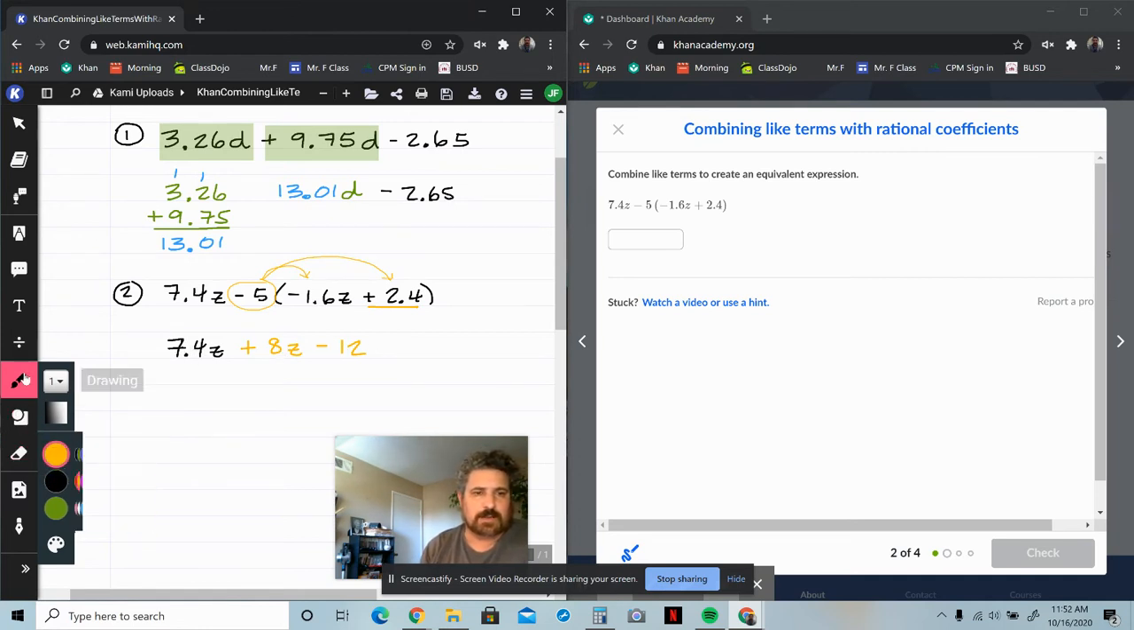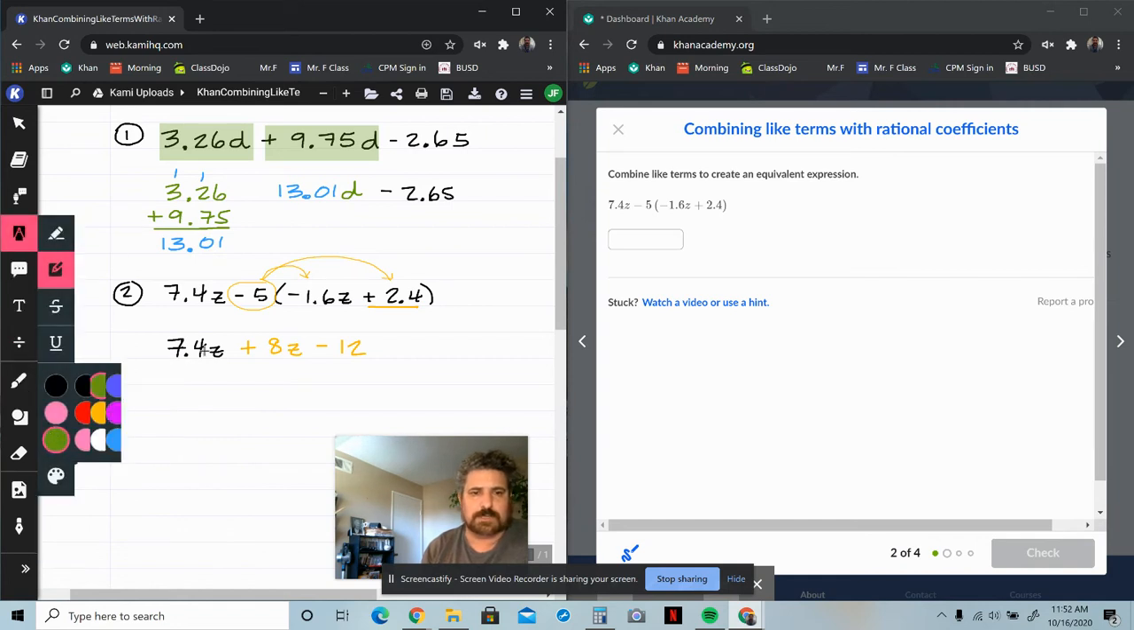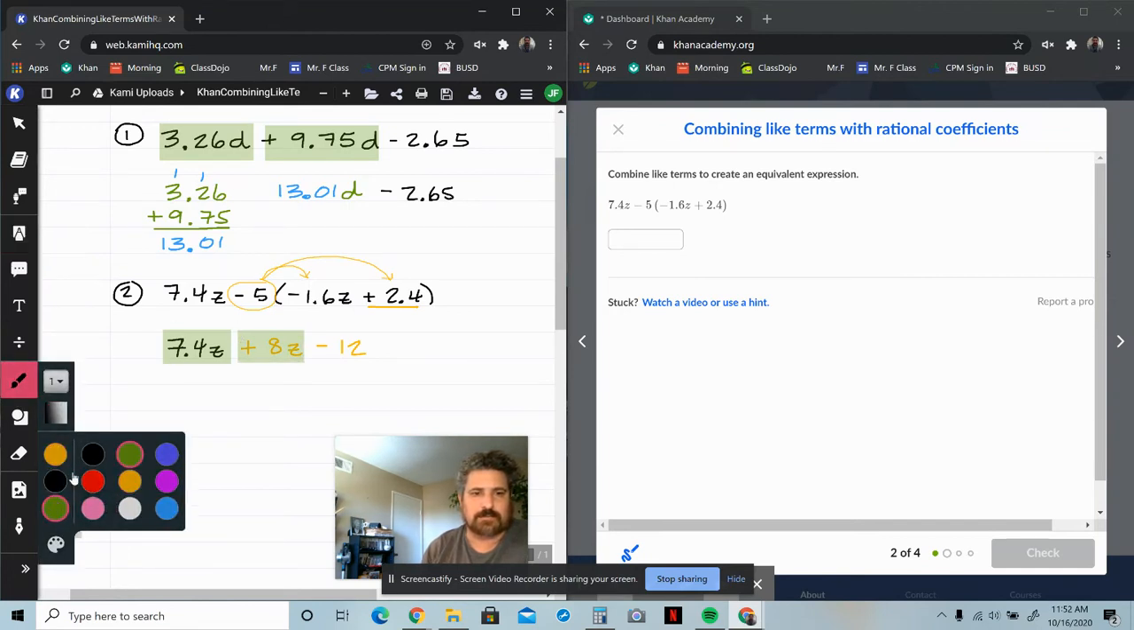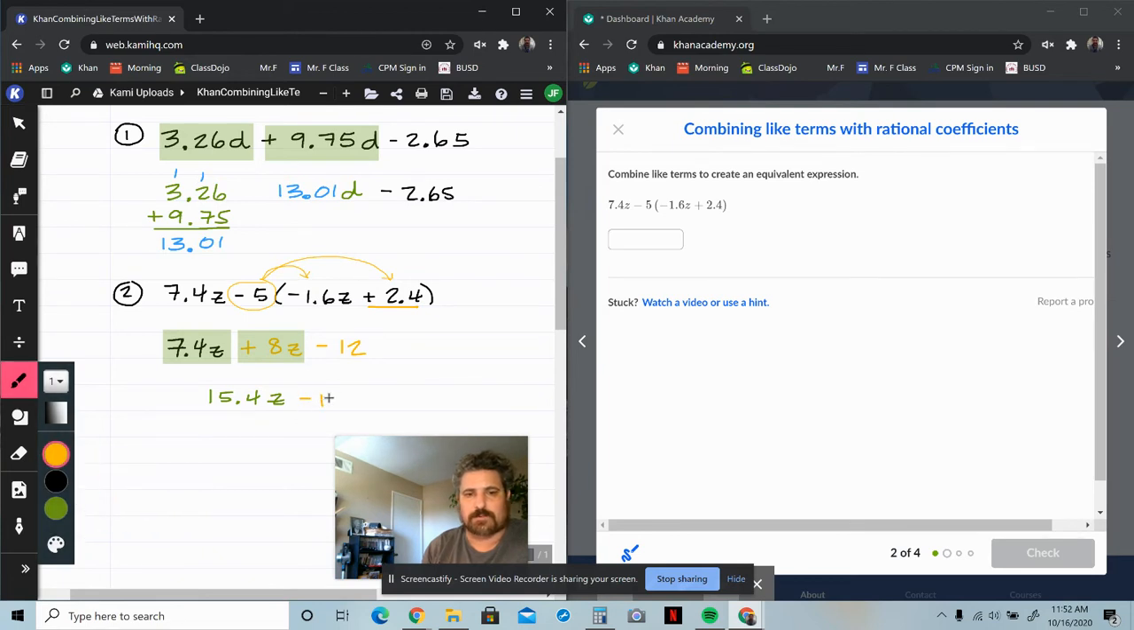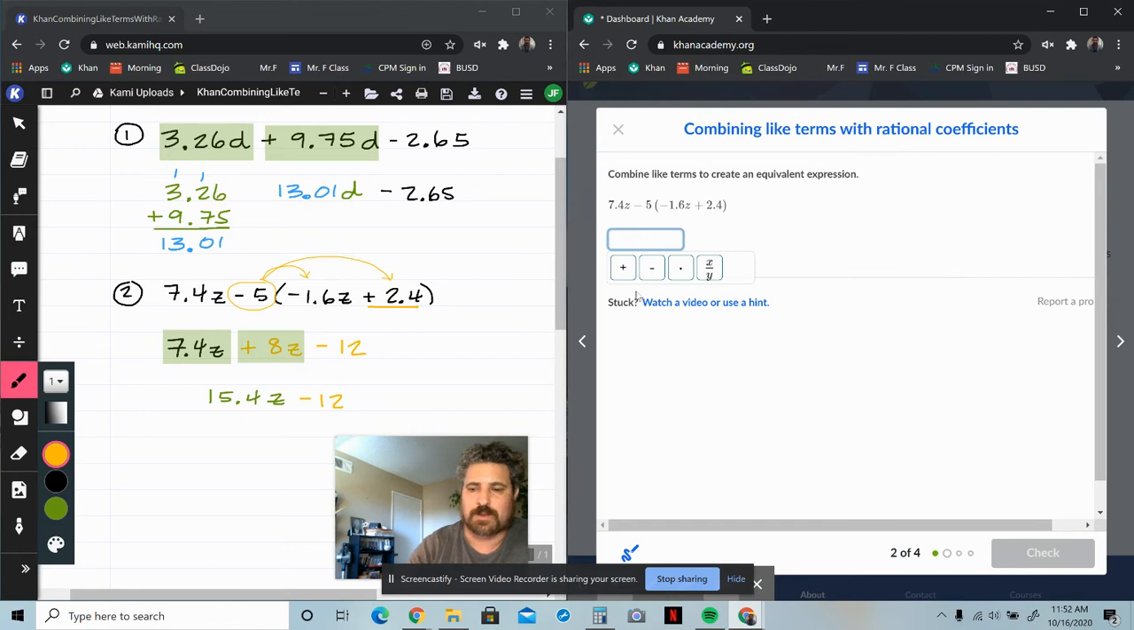So we're going to combine our like terms, our z's with our z's. So we've got 7.4z, and we're adding to that 8z. How many z's do we have? Well, that's going to be 7 plus 8, which is 15. So it'll be 15.4 z's. And then you're just going to bring that negative 12 down, and it comes along for the ride. So the correct answer here should be 15.4z, all right? And then you're going to take away 12.